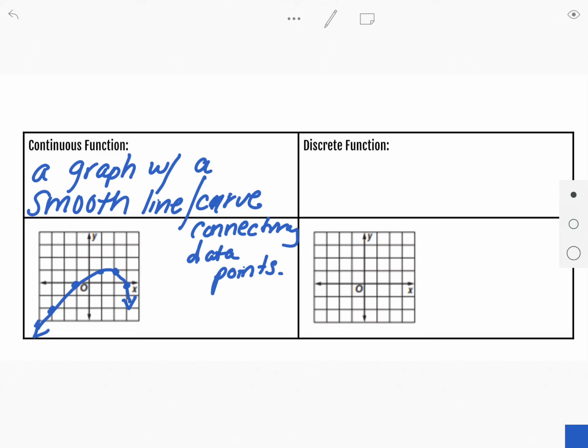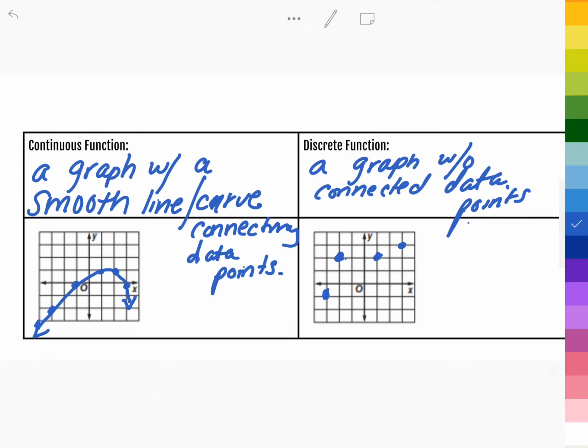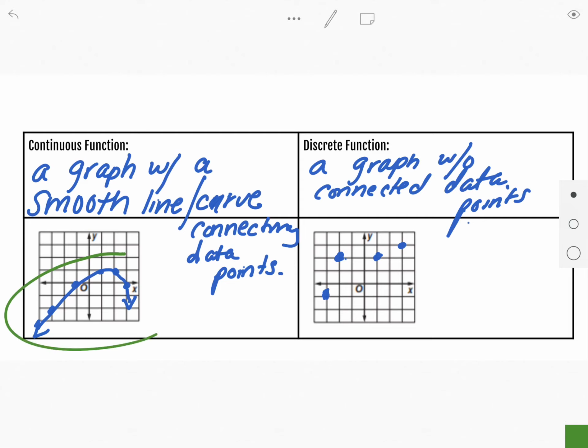Next option would be discrete. A discrete graph is a graph without connected data points. In that case, you have data points and they're not connected. So again, a continuous graph is going to be a graph that has data points that are connected, so you have a line. Discrete is going to be a graph where there's no line connecting the data points.